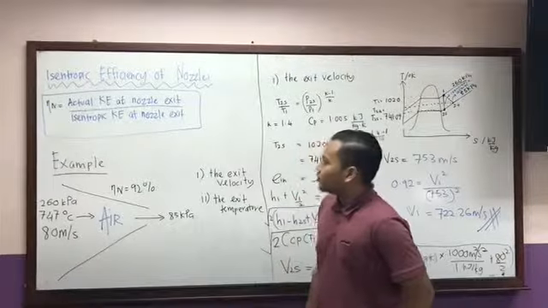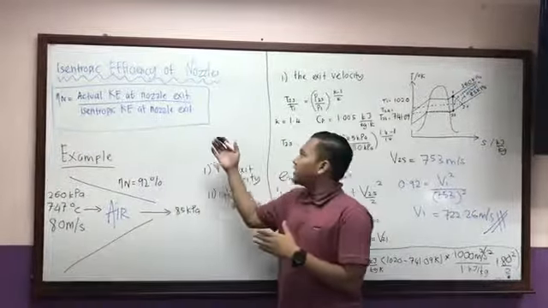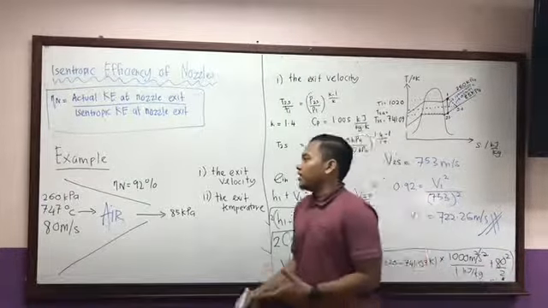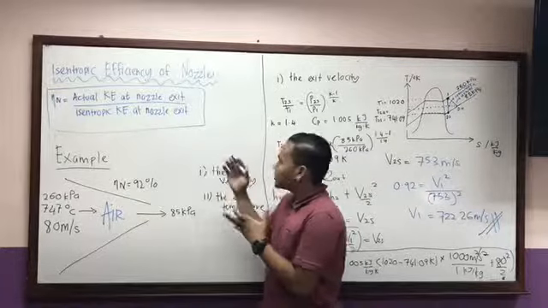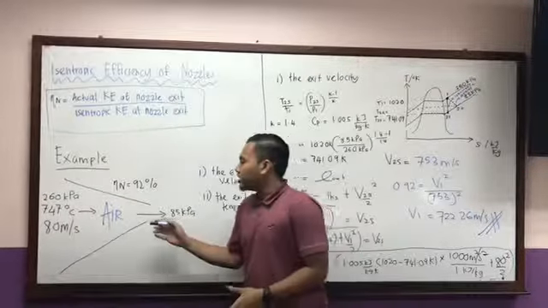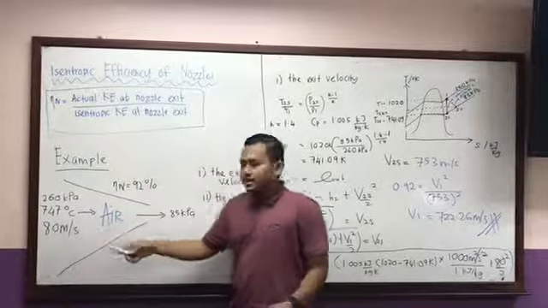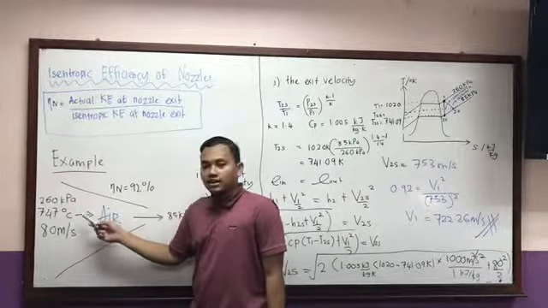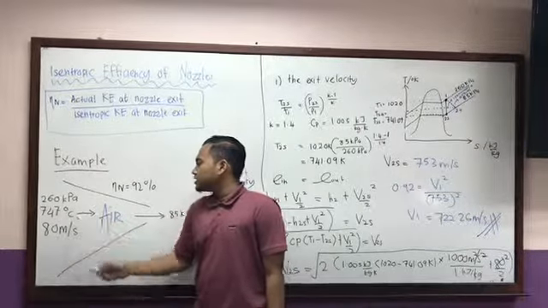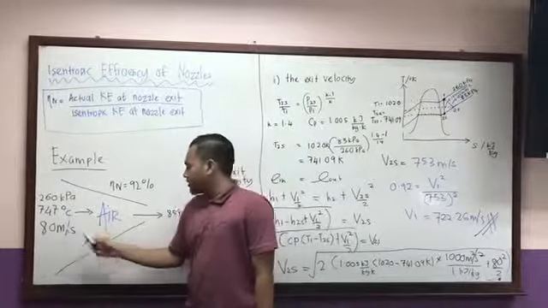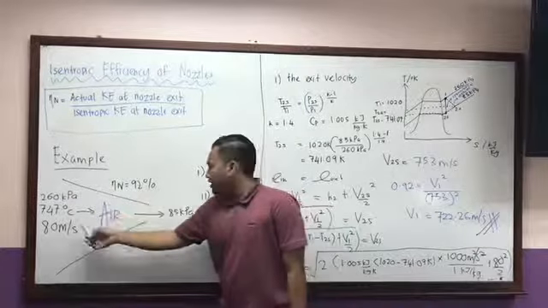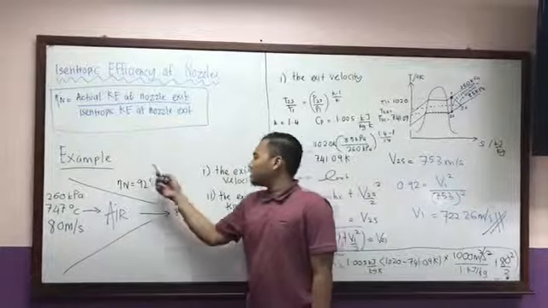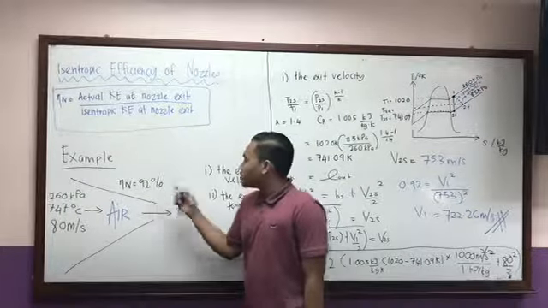To explain what the isentropic efficiency of a nozzle means, I will give an example. The inlet of the nozzle is given as 260 kilopascal, 707 degrees Celsius, and 80 meters per second, of air, and the outlet is 85 kilopascal. The efficiency of the nozzle is 92%.